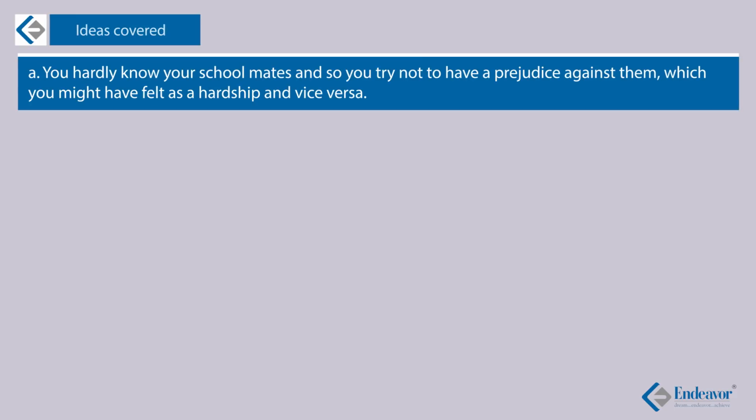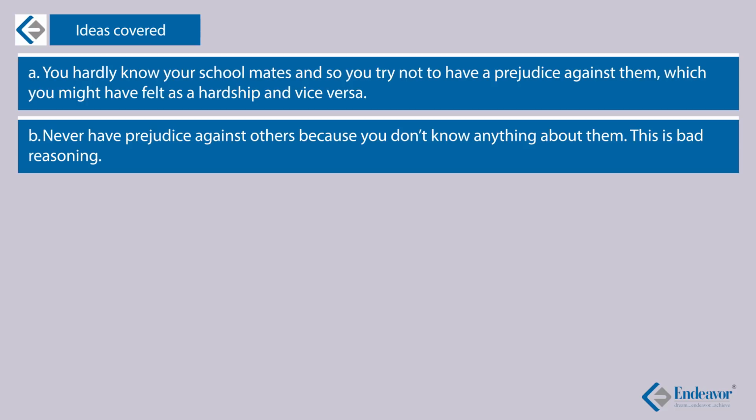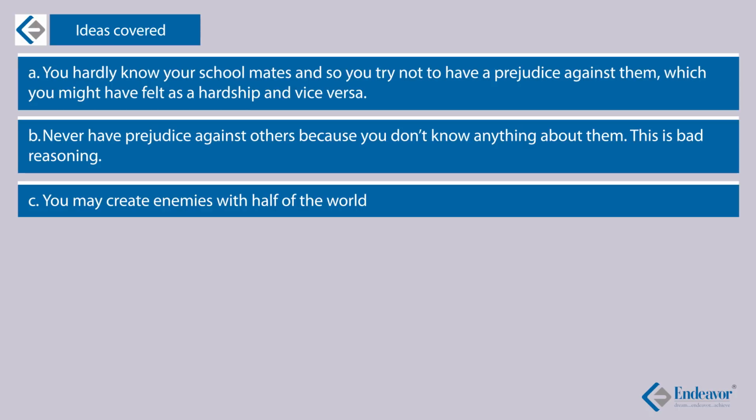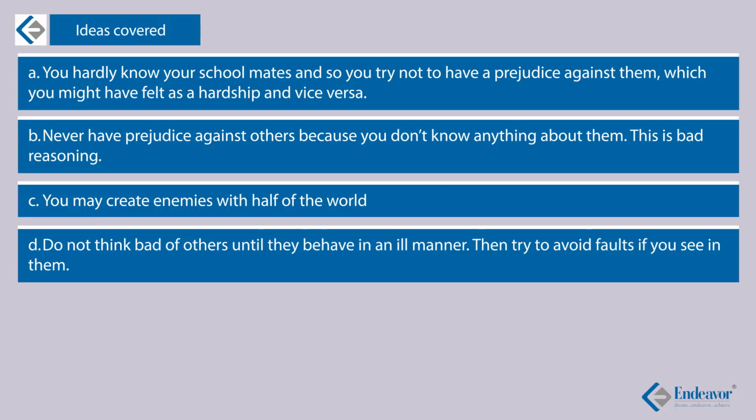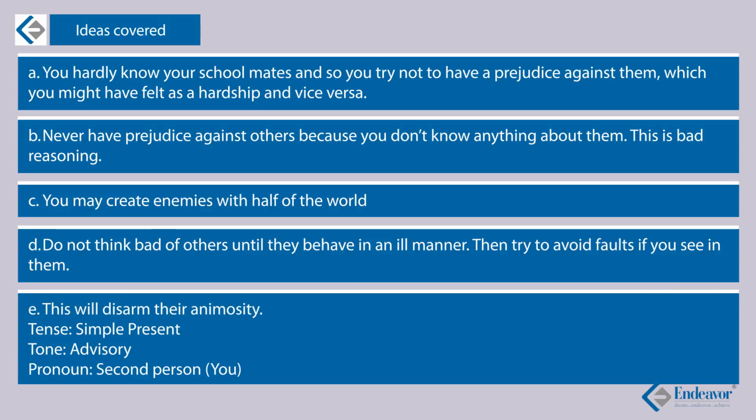You actually hardly know your schoolmates, so try not to have a prejudice against them, which you might feel as a hardship, and probably vice versa. Your schoolmates also might feel that against you. And the reason for the prejudice should never be being strangers. This is bad reasoning. If this reasoning exists, you may create enemies with half of the world. And also the author suggests that don't think bad of others until there is a misbehavior by them, and then try to avoid the faults if you see them actually in them. This will disarm their animosity or hostility.